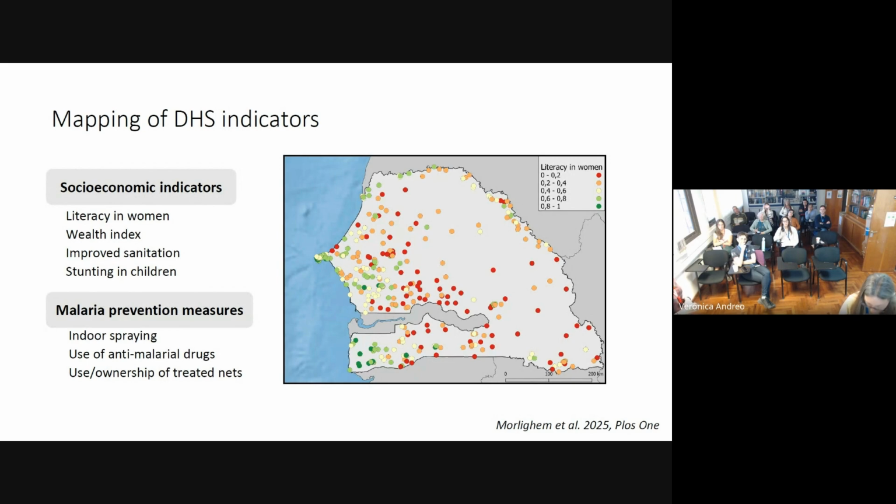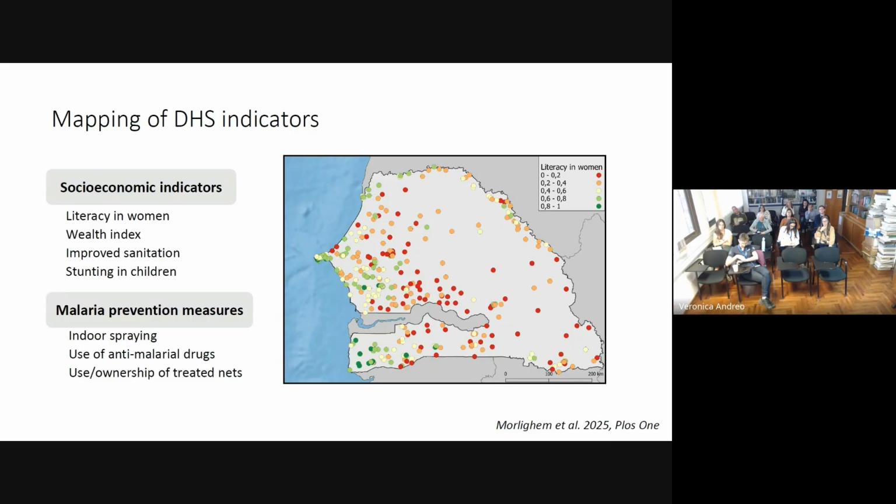the surveys. These are surveys that are done consistently in a series of countries, especially in Africa. So it's very useful. We have data for cluster points. So one point is a cluster, a group of households.